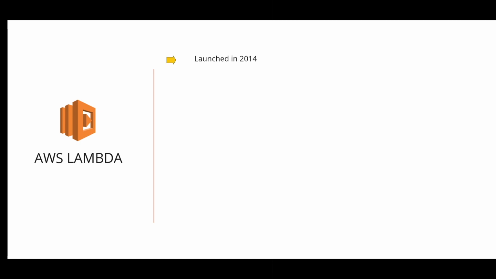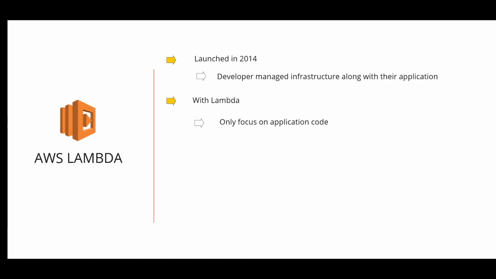AWS Lambda was launched in 2014 by Amazon. Before Lambda, the traditional way to deploy applications was to create and manage servers and deploy those applications on those servers. With Lambda, you don't need to maintain any servers, but rather just focus on the application code. And AWS will maintain the underlying compute infrastructure like server, networking, storage, etc. So basically, it's serverless computing in which the cloud provider allocates the compute resources on demand.